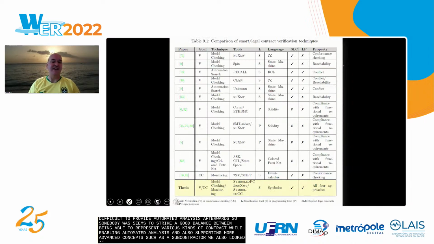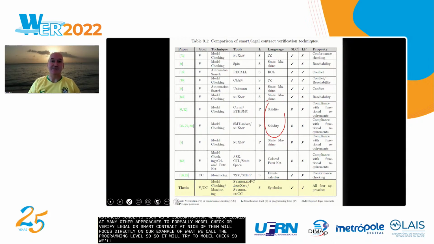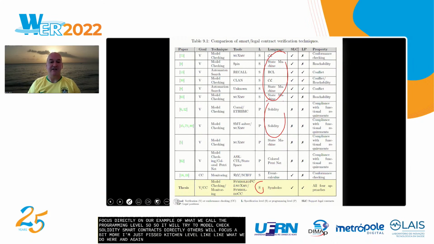We also looked at many other approaches to formally model check or verify legal or smart contract techniques. Many of them will focus directly on, for example, what we call the programming level. So they will try to model check Solidity smart contracts directly. Others will focus a bit more at the specification level, like what we do here. And again, the tools that we have to support the analysis of formal contracts in Symboleo compete very well with what is available out there.